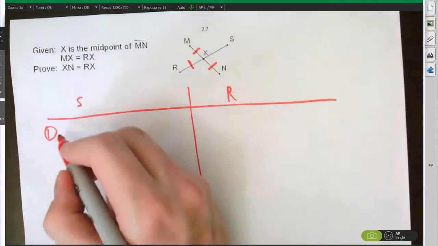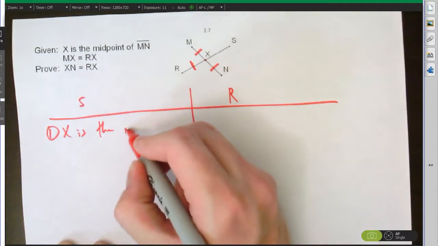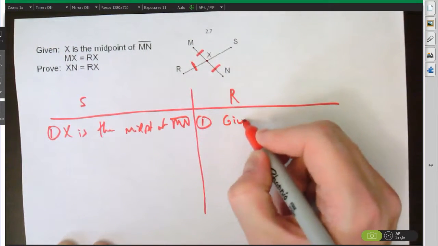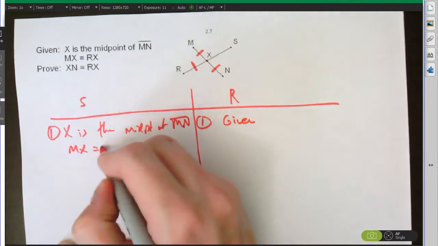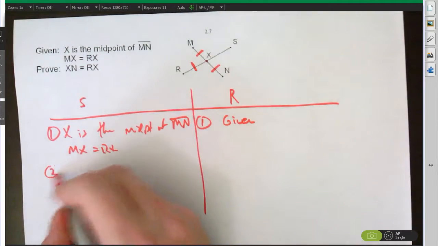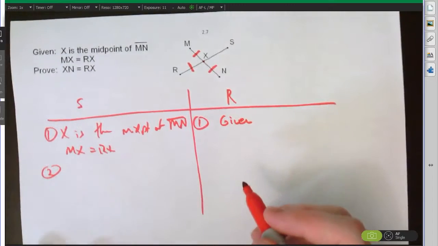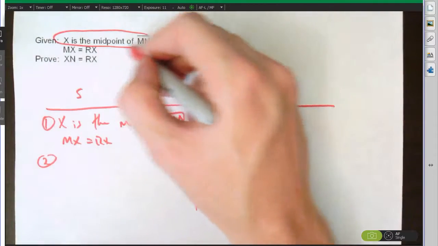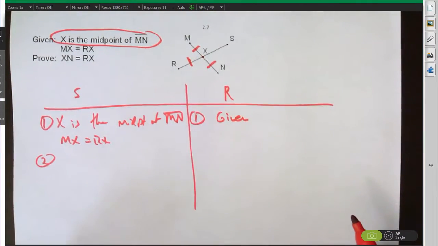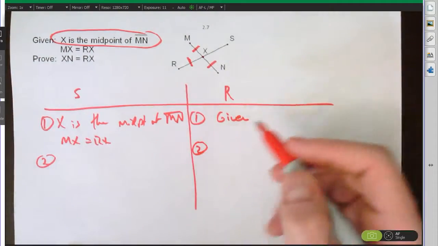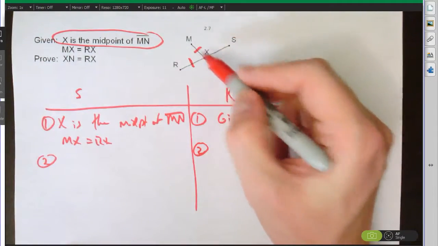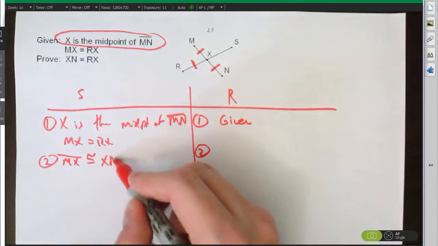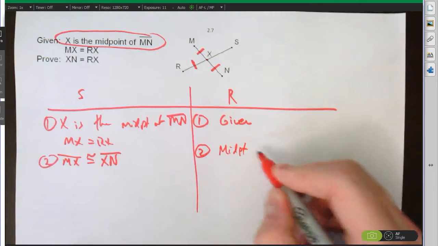So again, step 1 is all the given stuff. X is the midpoint of MN, and MX equals RX. Now step 2, okay, this is the part that's almost memorized. If you're given the midpoint, you're going to have to use the midpoint. And what that means is we're going to use the midpoint theorem. The midpoint theorem states that if you're the midpoint, you create two congruent segments. So I can say MX is congruent to XN by the midpoint theorem.